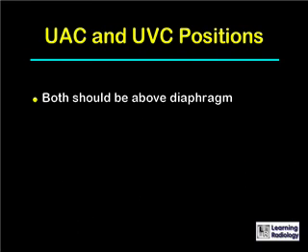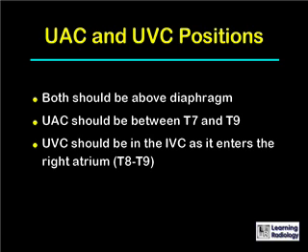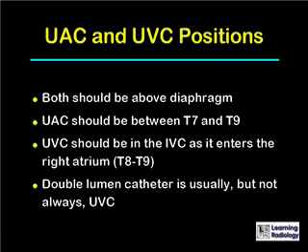To review, both the umbilical arterial catheter and the umbilical venous catheter are usually above the diaphragm. The umbilical arterial catheter is usually between the levels of T7 and T9. The umbilical venous catheter should be in the inferior vena cava as it enters the right atrium, which is approximately the level of T8, T9. A double lumen catheter is usually, but not always, the umbilical venous catheter and depends upon what is used at each local institution.